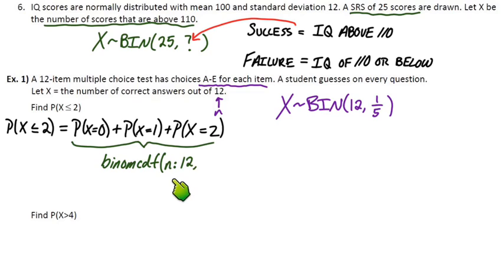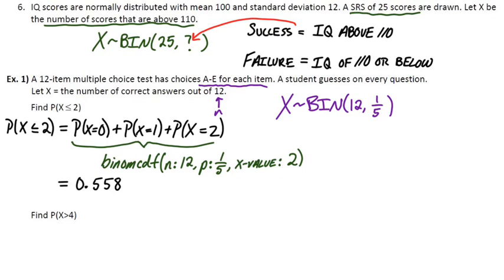The n would be 12 trials, p is 1/5 for a success, and then the x value we're interested in going up to would be 2. So that gives us our answer of 0.558. So a pretty good chance that the kid's going to get 2 or fewer questions correct just by randomly guessing on this test.